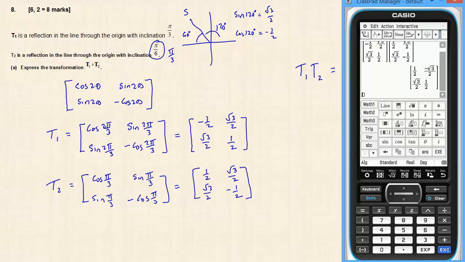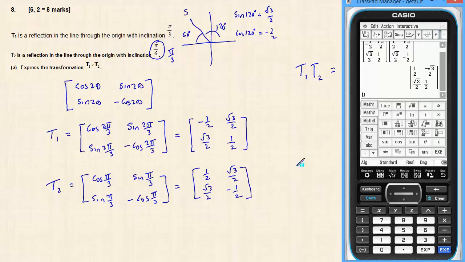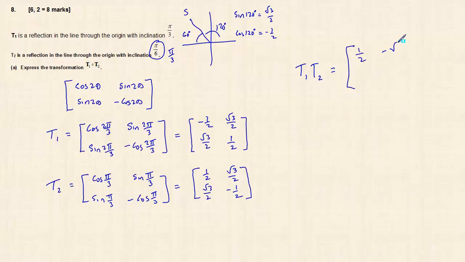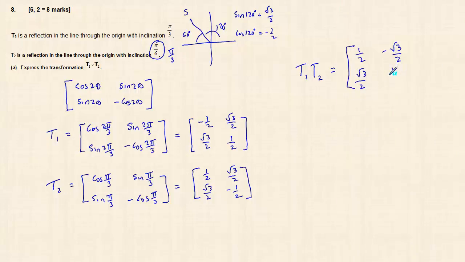And that gives me a half, negative root 3 on 2, root 3 on 2, a half. So that was a half, negative root 3 on 2, root 3 on 2, and a half.